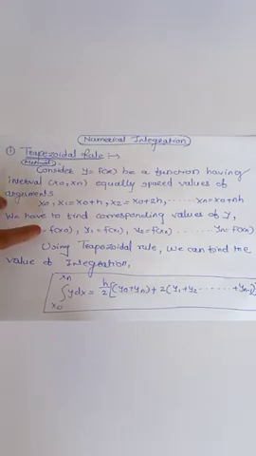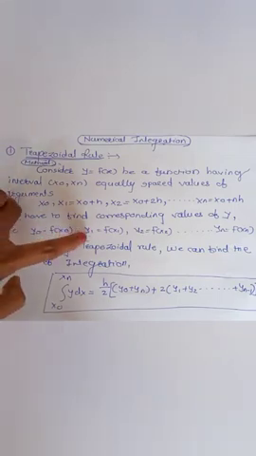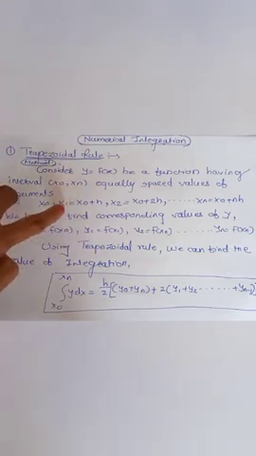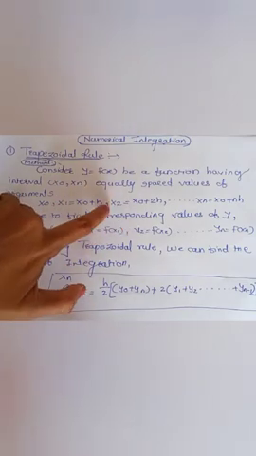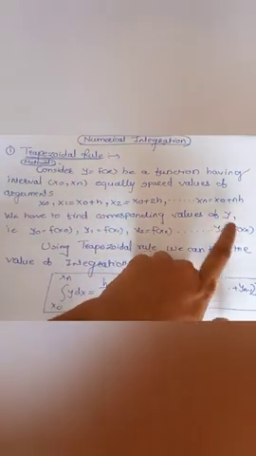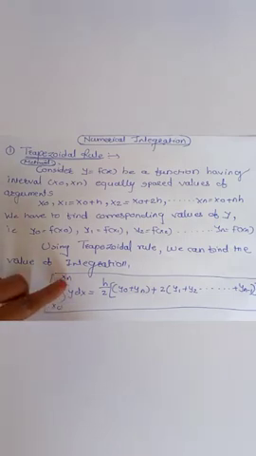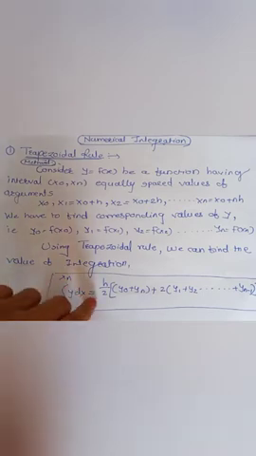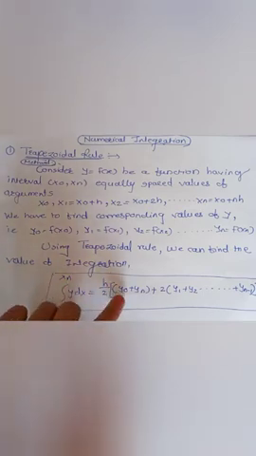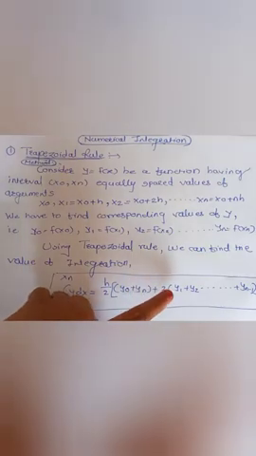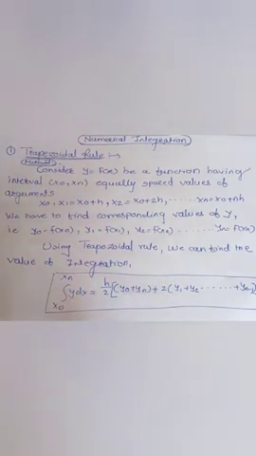Now we have to find the corresponding values of y. So y0 is equal to f(x0), y1 is equal to f(x1), y2 is equal to f(x2), similarly yn is a function of xn. Using the trapezoidal rule we can find the value of integration like this. The integration of y from x0 to xn dx is h by 2 in brackets, (y0 plus yn) plus 2 into (y1 plus y2 up to yn minus 1). This is known as the trapezoidal rule.